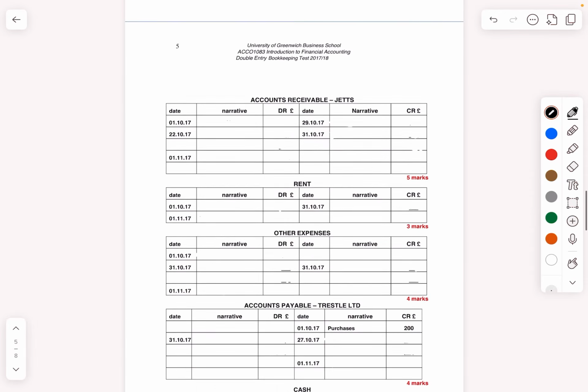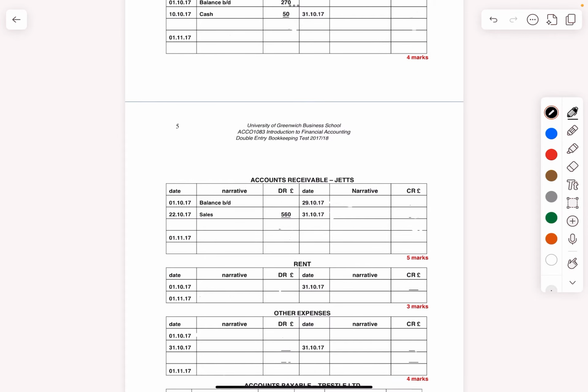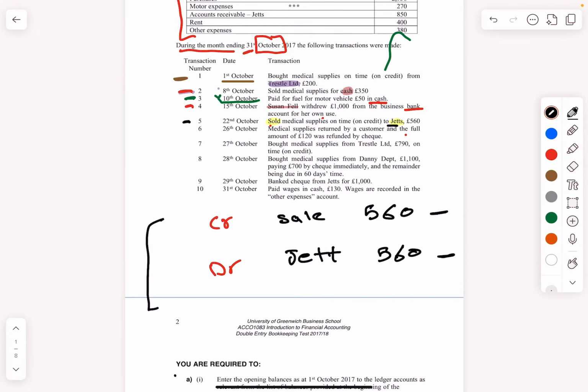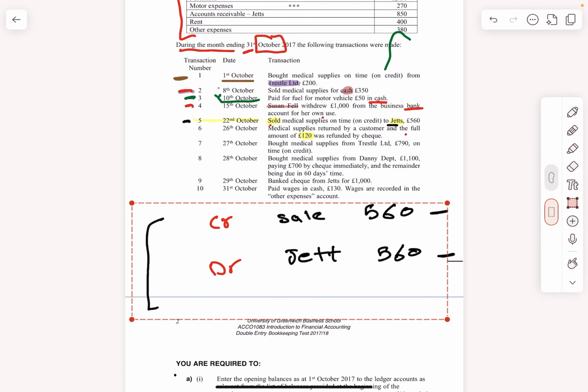And where is the Jet account? This one is the Jet account, or you can open a Jet account if you haven't opened one. And we're going to debit it 560. Is that clear, guys? Next, same transactions, so we're in number 5. They said the customer returned 120. So okay, this is done, the first part of it.